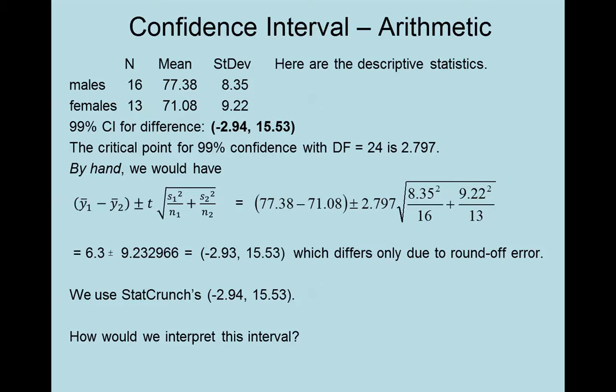Now that only differs because of round off error, because our standard deviations above we rounded off to the hundredths digit, whereas in StatCrunch it's going to keep a lot more digits. So that's what's producing the slight difference between the negative 2.93 and the negative 2.94, but the 15.53 matches exactly when we round to the hundredths digit.